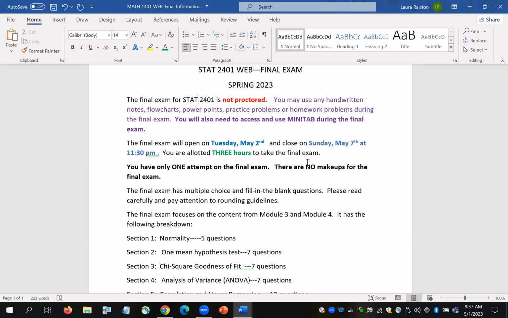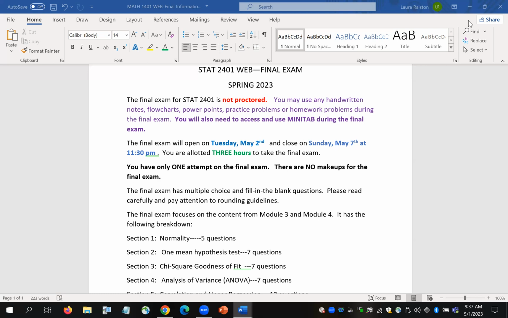You're allotted 3 hours to take it. Now, again, at the 3-hour mark, it's not going to cut you off. It simply sends me a notification that you took longer than 3 hours. You only have one attempt on the final exam, and it is primarily multiple choice and fill in the blank questions. I would really encourage you to read the questions carefully and pay attention to the rounding guidelines. If it asks you to round to 2 places or 3 places, do whatever the question asks you to do.